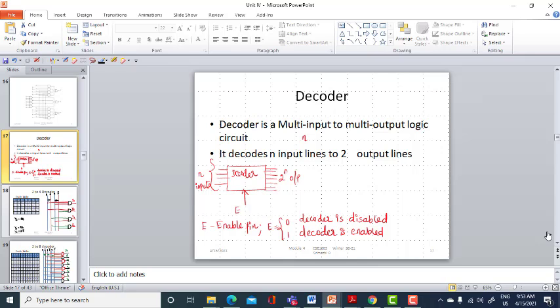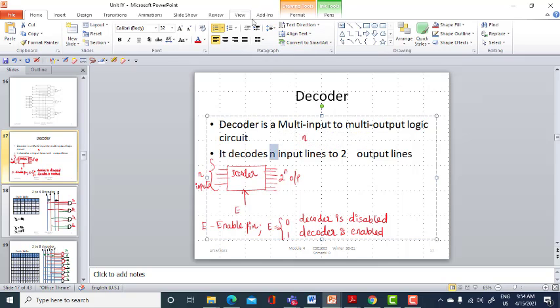So decoder, it's nothing but a multi-input and multi-output logic circuit. For example, if you have n input lines, you will be having 2 power n output lines. The decoder circuit is a combinational logic circuit. What is a combinational logic circuit? The output of the circuit depends only on the present input. And if you have n number of inputs, you will be having 2 power n number of outputs.